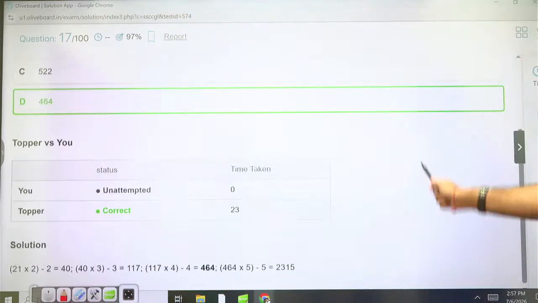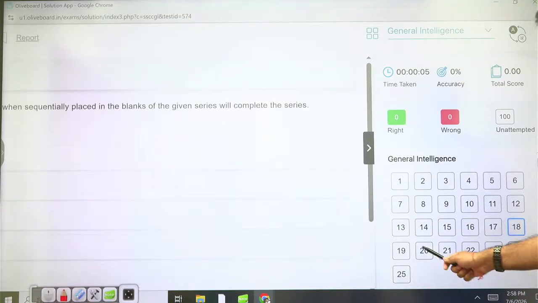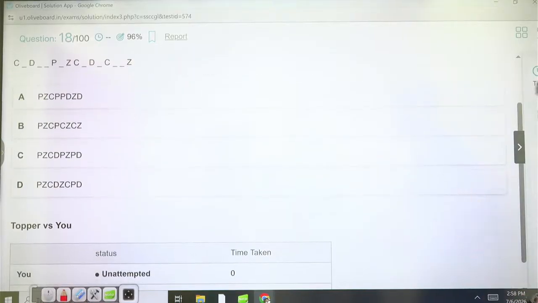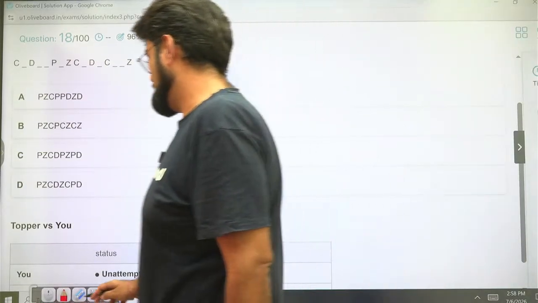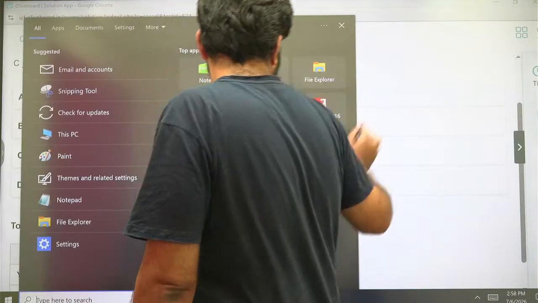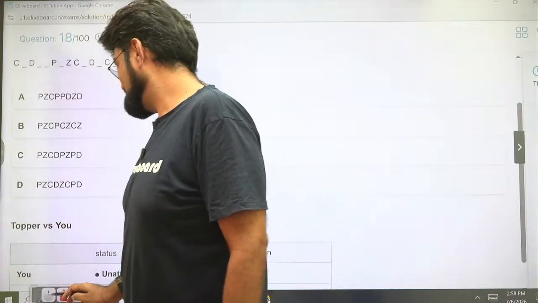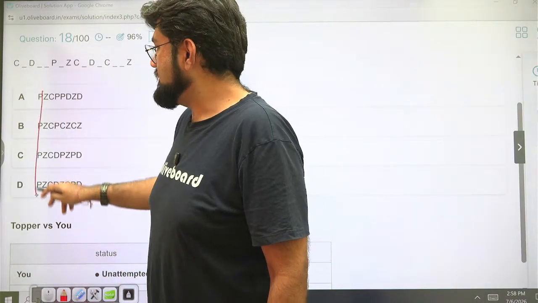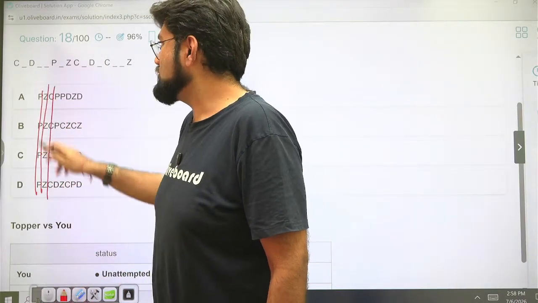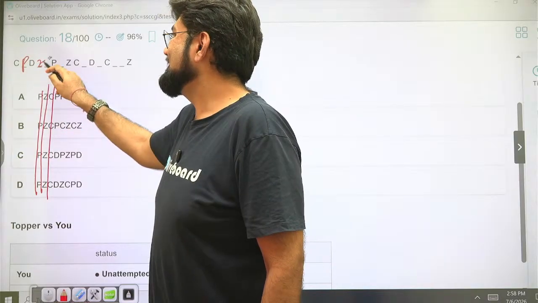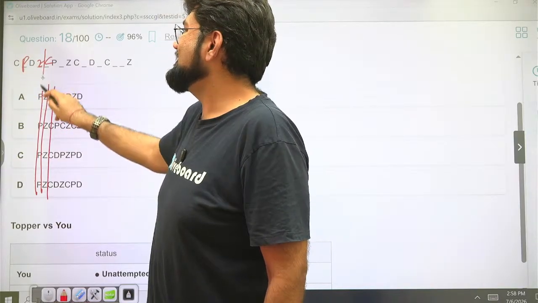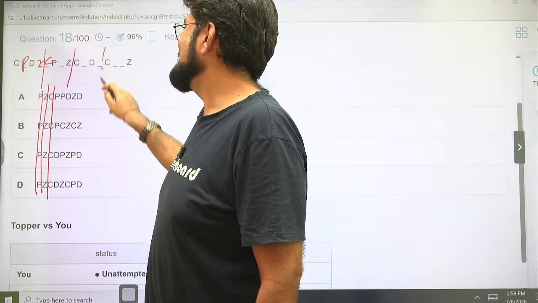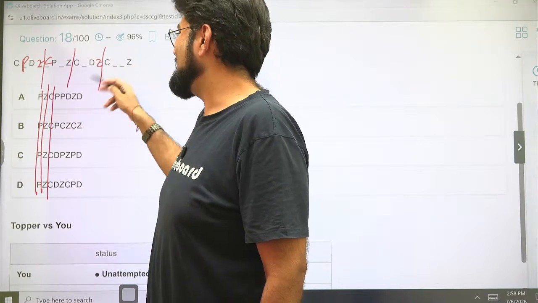Okay. 23 seconds. Next. See, this is actually a throwaway question. They have actually given the answers to you. The first 3 letters, P, Z, C, are the same vertically. So you just fill it here. P, Z, C. And this is your repeat pattern: CP, DZ, CP dash C, CZ. So this will be Z. Third last letter is Z.